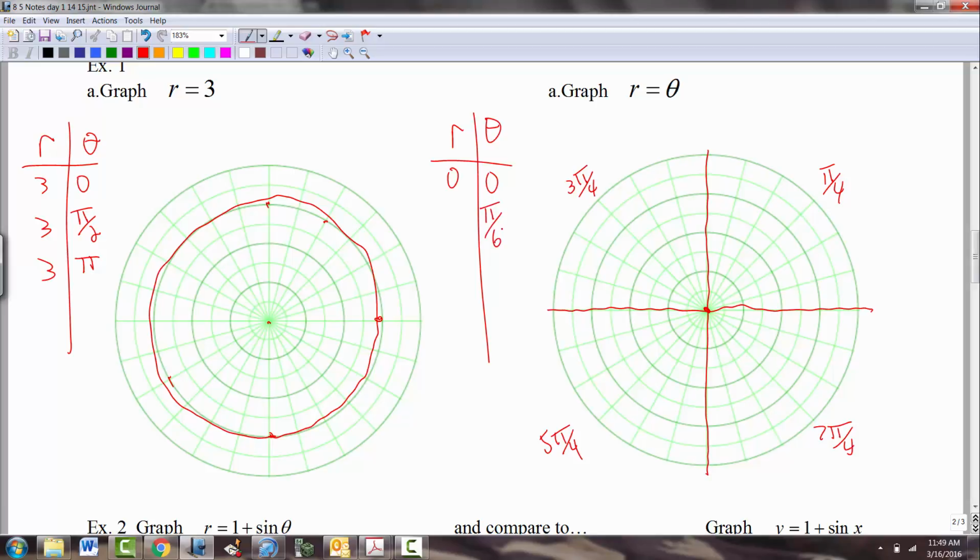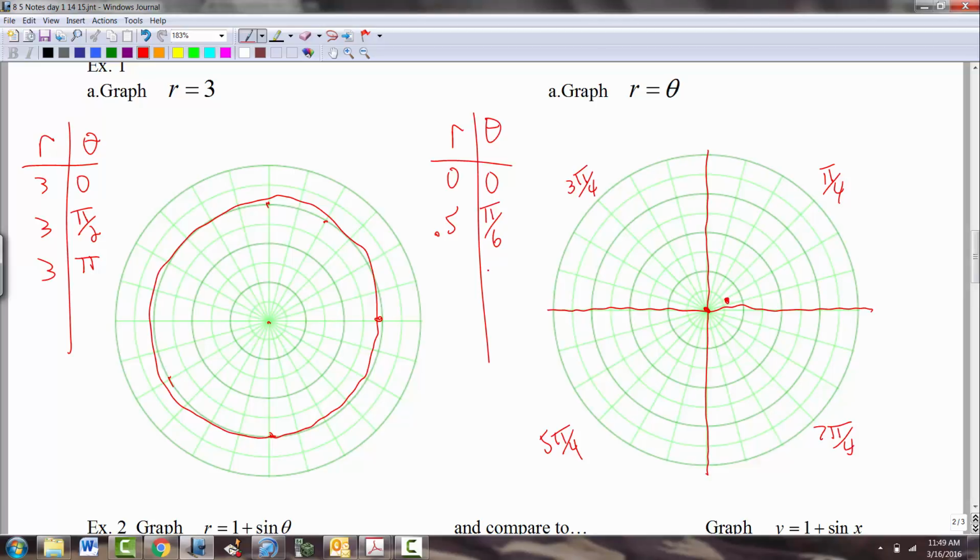Pi over 6. Now give me that as a decimal. What's pi over 6? 0.5. So what I want to know is what that is as a radius value. So at pi over 6, I go only out about 0.5. That's going to be strange.